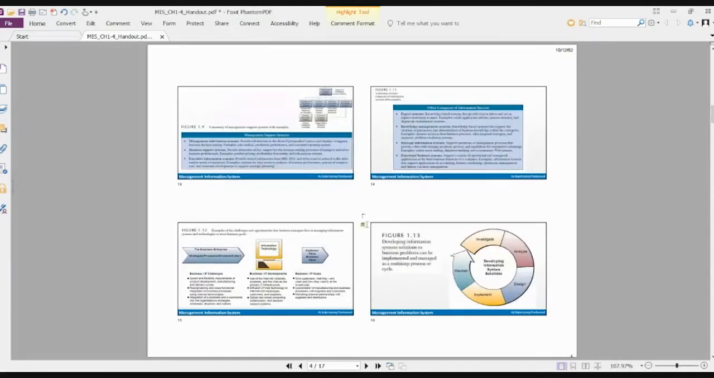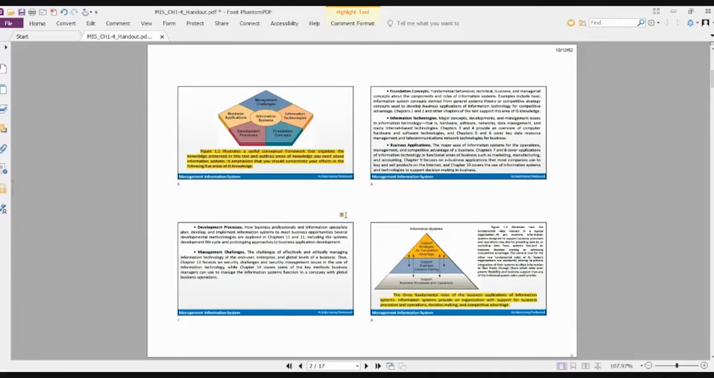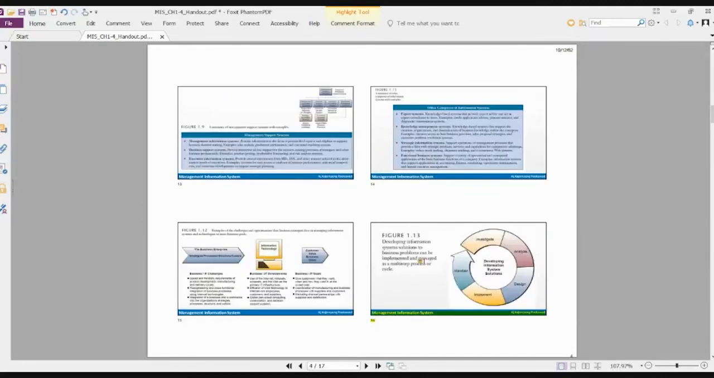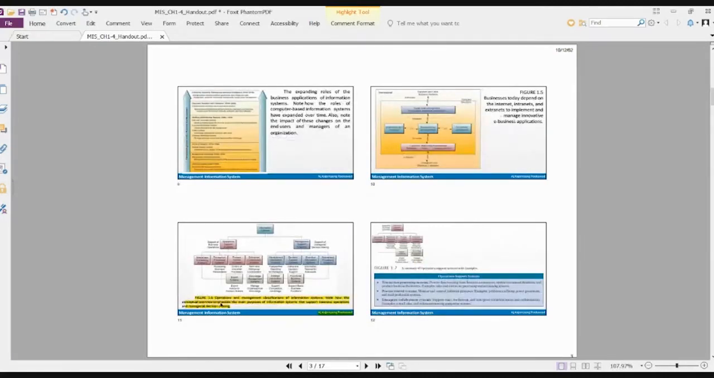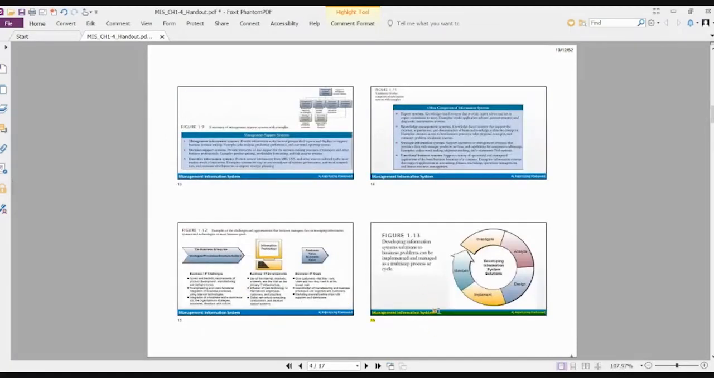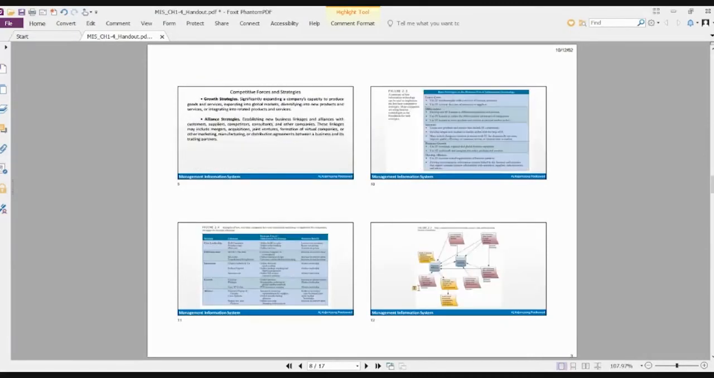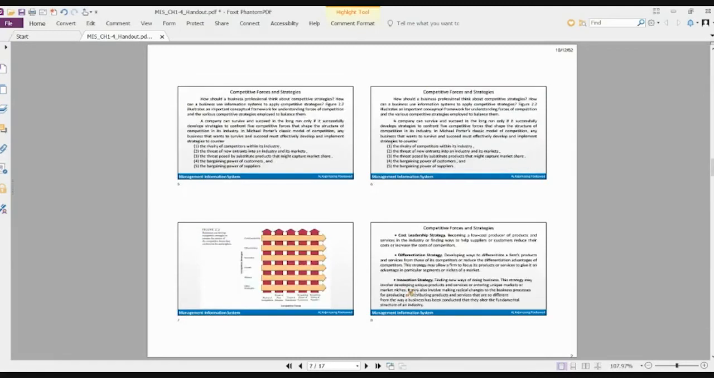Chapter 1, figure 1.2, and information system, and 1.6, and also 1.13. Okay, in chapter 2.